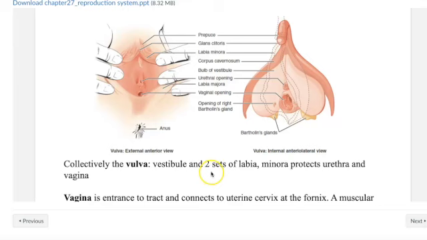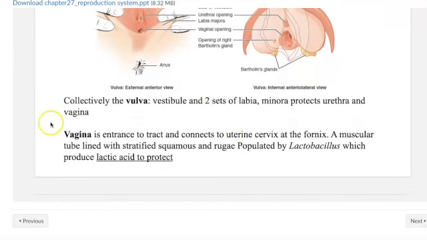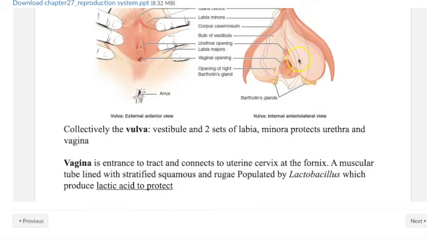Okay, and the vagina is the entrance, and it is connected to the uterus cervix at the fornix. The fornix is at the end of the vagina. So here's your vagina. It goes all the way in, and here, before it goes into the uterus, that is called the fornix. Okay, you can just imagine that.